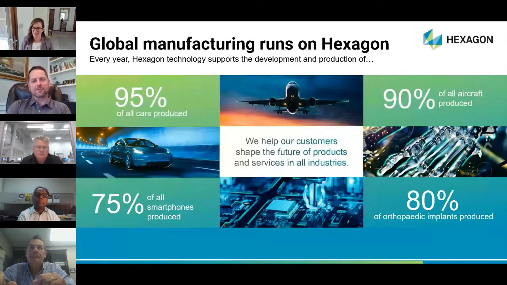Yeah, thanks, Laura. So most people think of Hexagon, and if you're familiar with the name, they associate it primarily with metrology. But there's a whole lot more that we do as well. Just one way of looking at it is that Hexagon touches 95% of all cars, 90% of all aircraft, 75% of smartphones, and 80% of orthopedic implants. So just to give a sense that they're ubiquitous. Next slide.